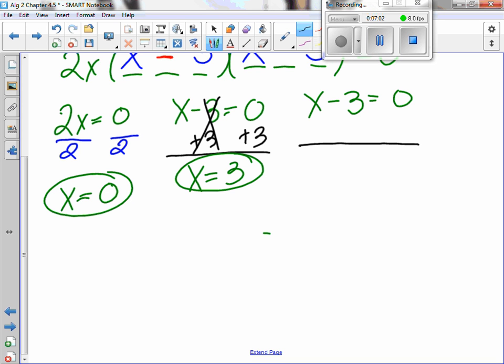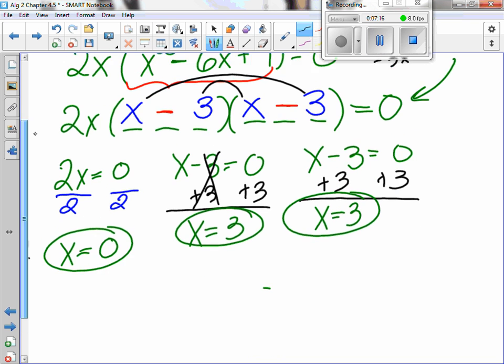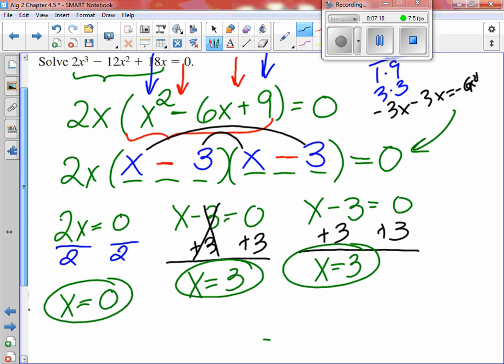And lastly, x minus 3 equals 0. We would add 3 to both sides, and we get x is equal to 3. And we're done. So we're solving these here. We're trying to find the values of x that will make the function equal 0. We found 3 answers, or 2 unique answers, because 3 showed up how many times? Twice.